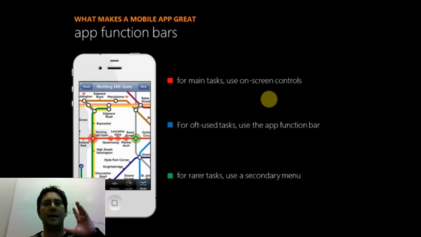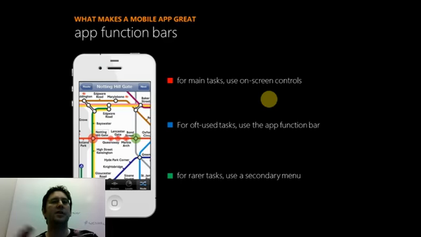So for main tasks, use the on-screen control. So what is the main thing that you need to do? So for example, Foursquare, the check-in button, make that a control on the screen itself, because that's where users are going to look at it the most. For secondary tasks, like for example the get directions and the call example on the Foursquare app, you may actually want to put those in the app bar because they're used quite a bit, but not nearly as much as the check-in button.